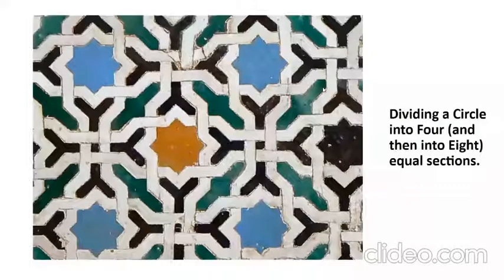Part 2, dividing a circle into 4 and then 8 equal sections. A circle divided into 4 and 8 is the basis for the vast majority of tessellations. When we have a circle divided into 8, we actually can form 3 different types of 8-pointed stars. We're going to start with the most basic one as shown here, which is called the basic 8-pointed star, and it has these short, stubby little rays.